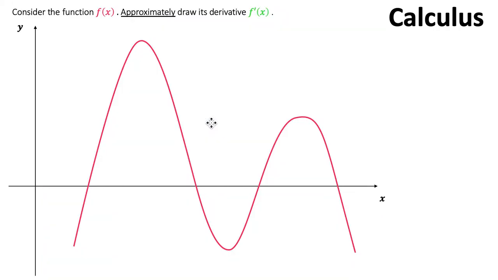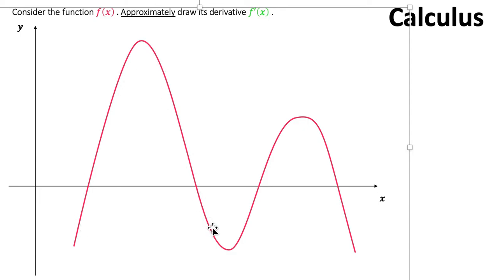So here we have a question which says, consider the function f of x and approximately draw its derivative f prime of x. This is just another way of saying derivative. What you might notice is here we have a curve, which is f of x, and we need to draw the derivative of this function. But we don't have the actual equation, so we wouldn't be able to graph this.